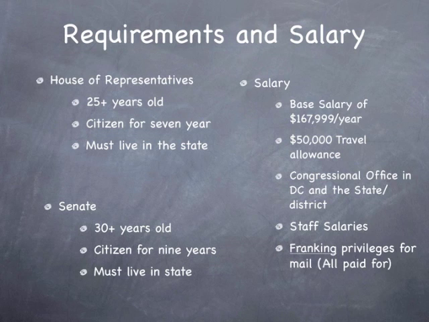As for salary, well, your base salary is $167,999 a year. Not bad. There's a $50,000 travel allowance, so you can kind of get up and go where you need to, I guess, secure things that are good for your state or your district. Congressional offices in D.C. and the state district are provided to you, as are staff salaries, so that you can provide money for those people that are working for you, reading letters and preparing bills. And franking privileges. That's mail, folks. Means that all your mail is paid for as long as you're sending it out of the congressional mailbox.